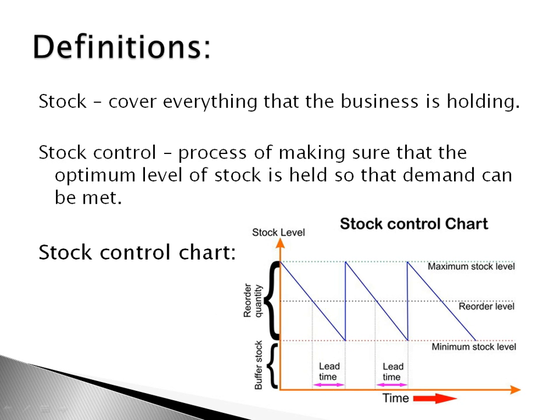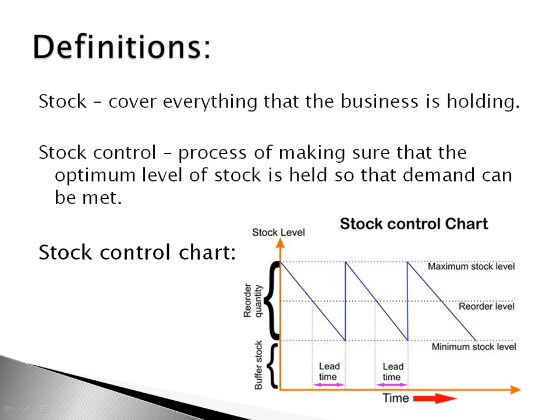So, definitions again. Stock covers everything that the business is holding. The long definition is a term used to cover everything from raw materials through work in progress to fully finished products that the business is holding. And stock control is the process of making sure that the optimum level of stock is held so that demand can be met while keeping the cost of holding that stock to a minimum.